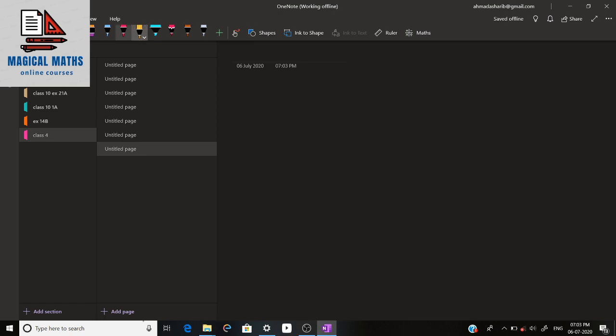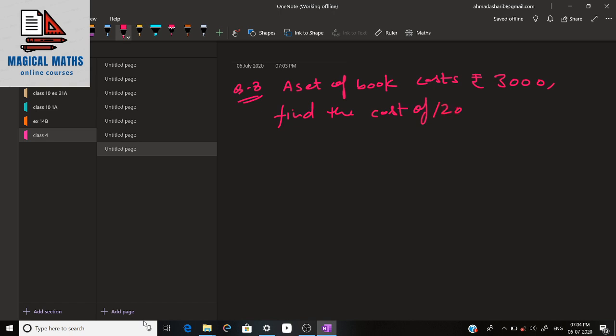Now next, this is question 8, which is the last question of this exercise, and this question says a set of books costs 3000 rupees, okay. A set of books costs rupees 3000. Find the cost of 120 such books, students. Now this is a very easy and interesting question.